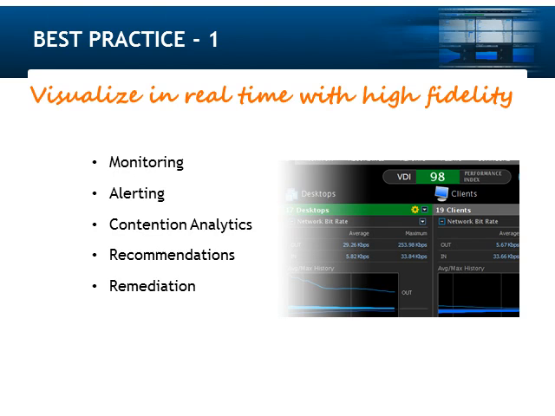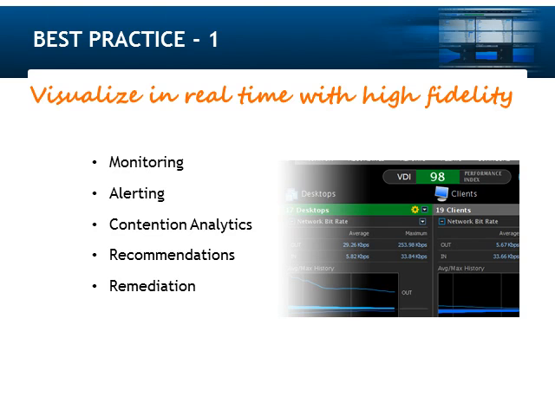So, let's get to the meat of this webinar, which is the best practices for smooth VDI deployments. The first one is visualization, or what is commonly referred to generally as monitoring. Monitoring means a lot of things, but to the extent that it means visualization, you want to be visualizing what is going on in real time with high fidelity. So what does that mean? In real time means you want to be as close to live in terms of what you're seeing.